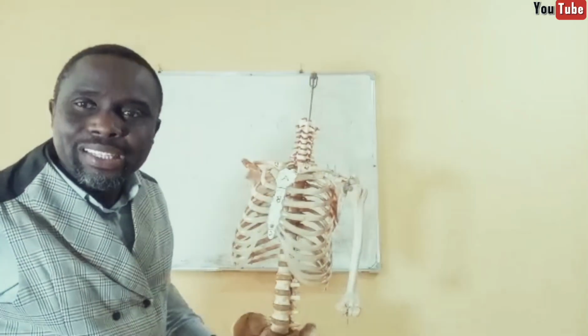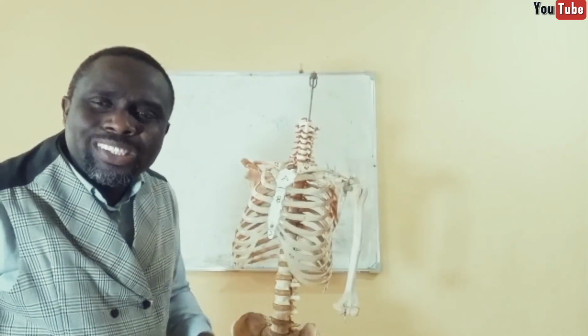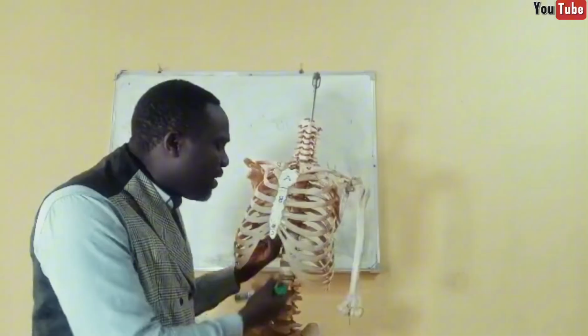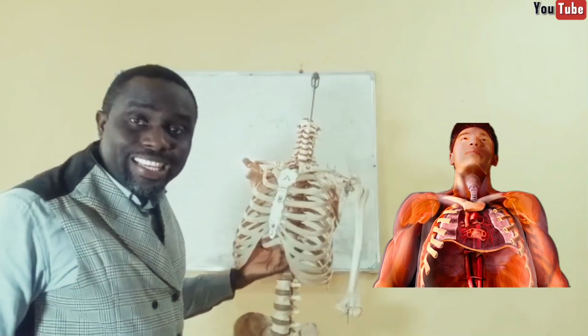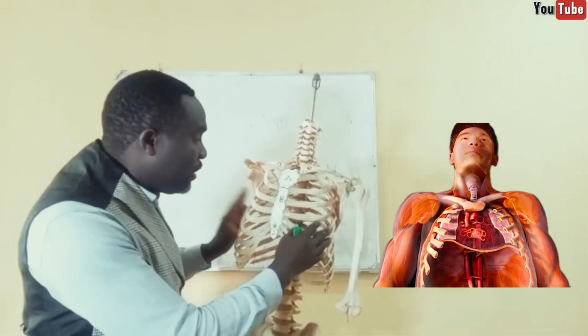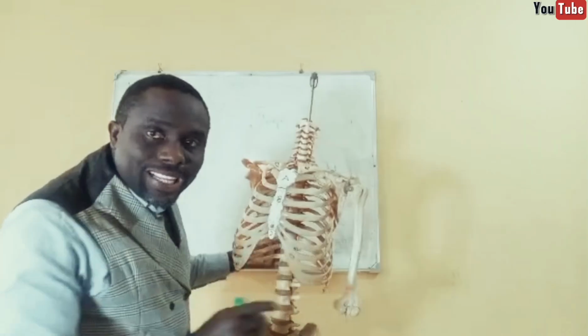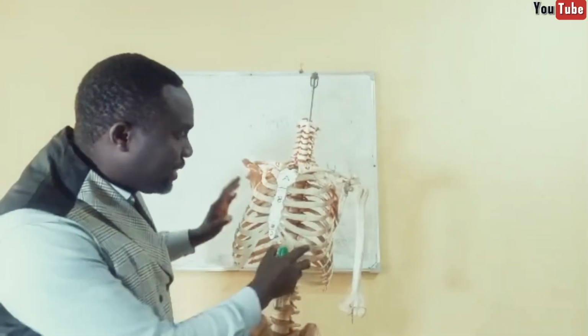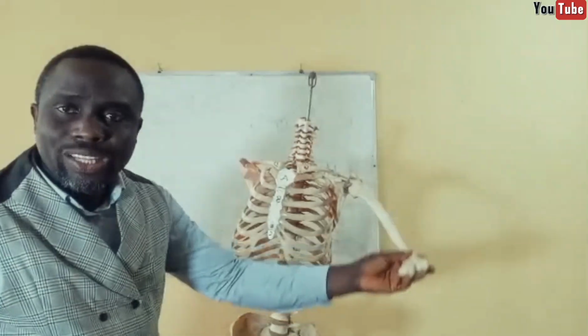Just like the cage of a bird, the cage of an animal, its basic function is to house what is kept within it. And here we have organs that are kept within here. But here, those organs are protected by this thoracic cage. In addition to protecting these organs, this cage also gives attachment to other structures.